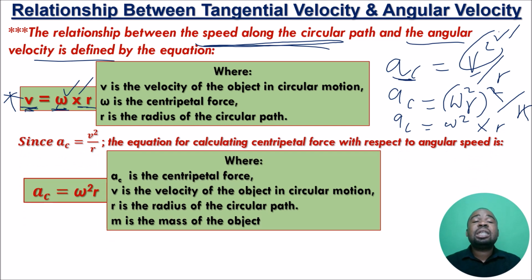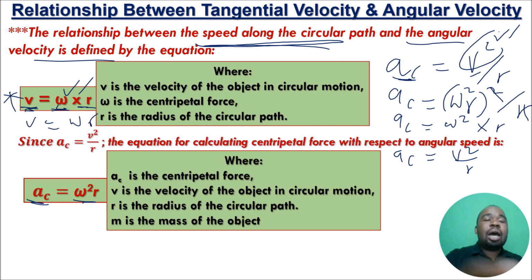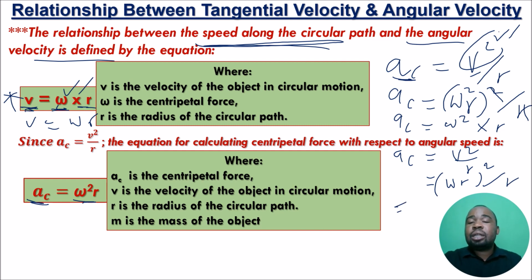So this equation is key. Centripetal acceleration is equal to omega squared r. How did we come to this point? We said a c is equal to v squared over r, but v is equal to omega r. So where there is v, we put omega r, which is omega r squared divided by r. What are we going to get? We're going to get omega squared r squared divided by r. One r goes with this one. We remain with omega squared r. This equation is key when solving problems using angular speed and angular displacement.